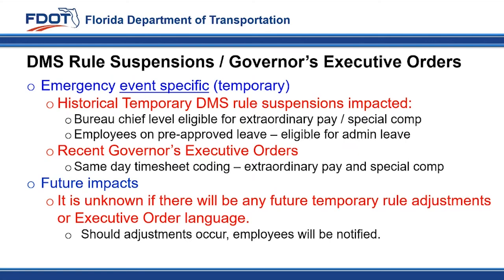There may be instances when notice is received from DMS that a rule is amended or suspended. This may occur before or during an emergency event and can have an impact on timesheet coding and leave eligibility. During a past emergency event, a few DMS rules were suspended or amended. For example, bureau chief level employees became eligible to receive extraordinary pay. Employees who were on pre-approved leave during the office closure were able to use administrative leave for office closure instead of their own annual or sick leave.